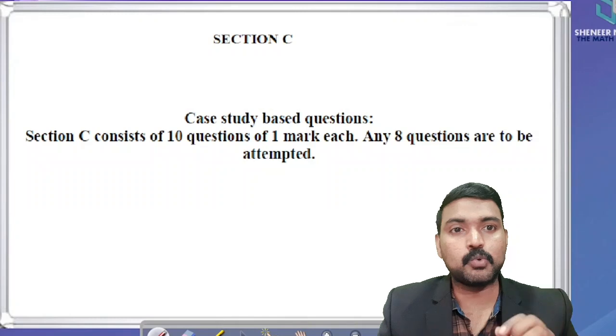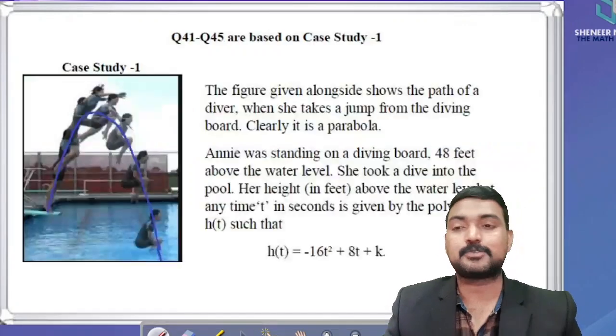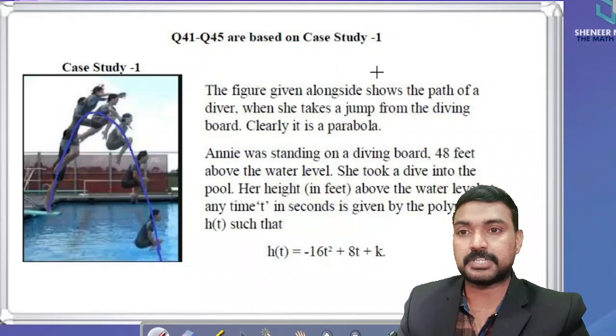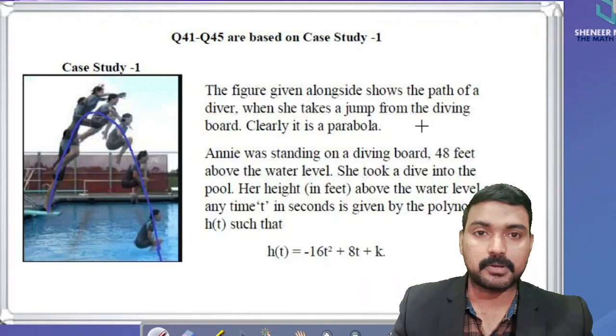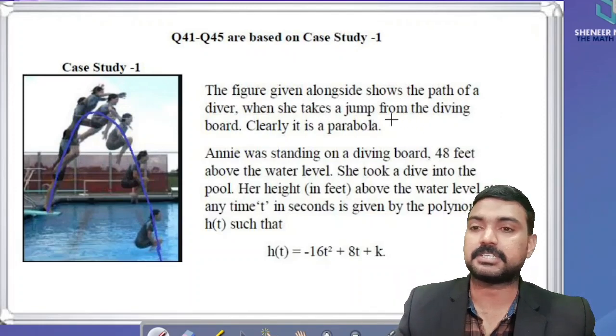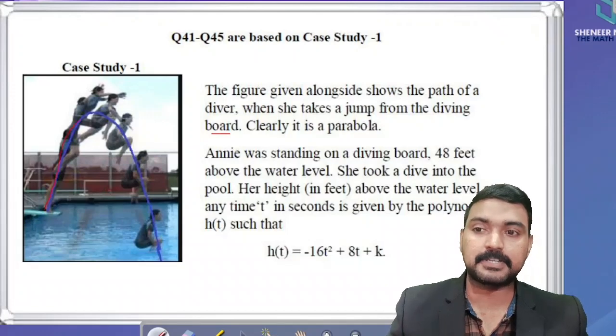So, there will be 2 case studies. The first case study we are going to explain. So, we can enter the first situation which is given in the sample paper. There is a situation, we can read the situation. The figure, there is a picture, you can see the picture here.